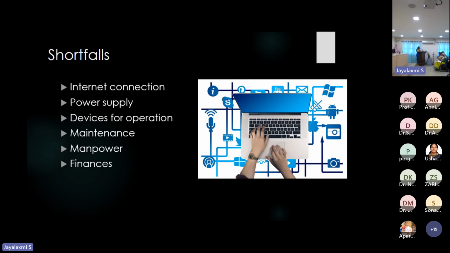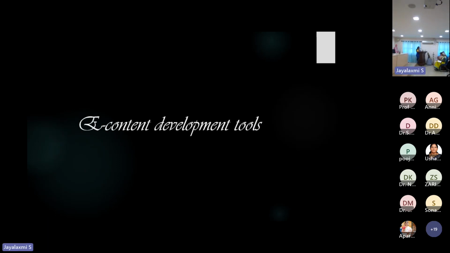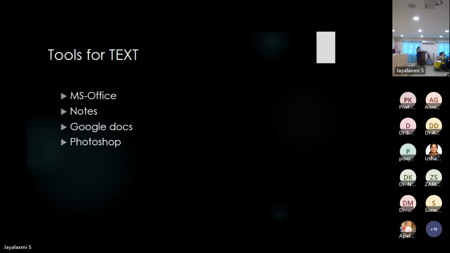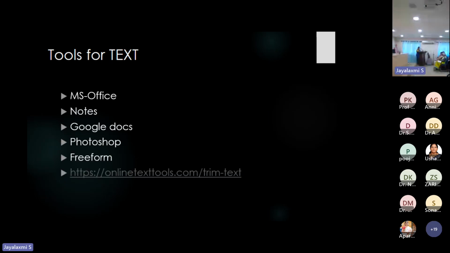Next slide, ma'am. So there are several tools which I have mentioned here. I'll share the PPT as I told you. You can go through the list. Next slide, ma'am. So these are the tools for text. You can see MS Office, all these things. And there's a link which I gave you. You can click on the link and go to the other tools available. You can practice. Next, ma'am.